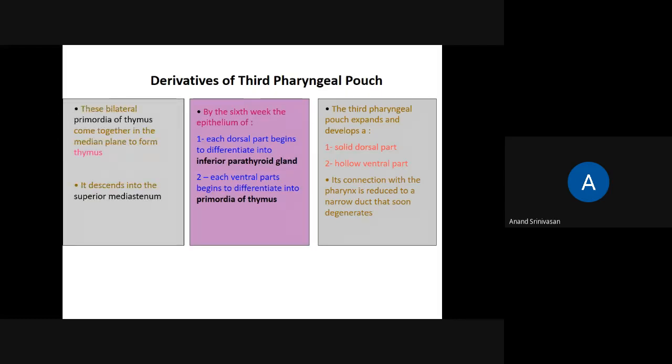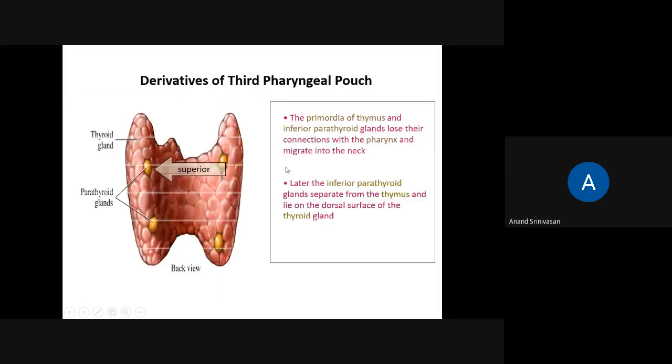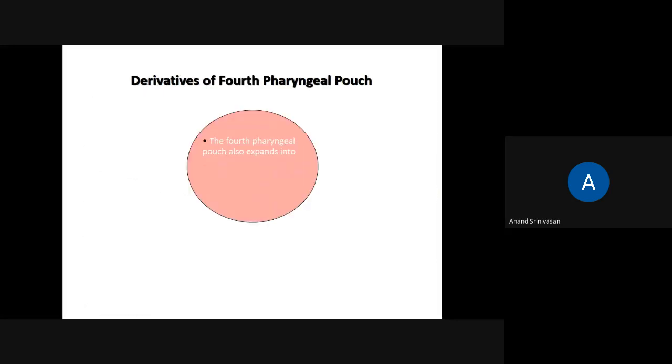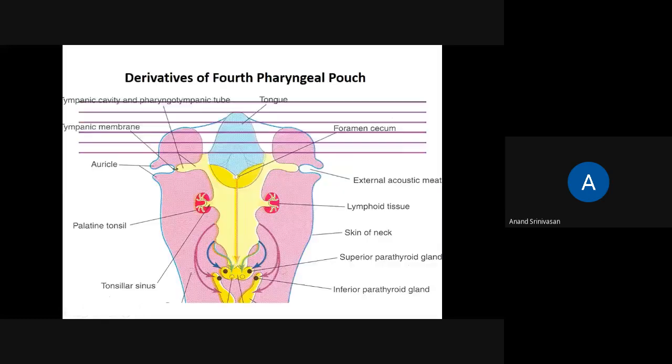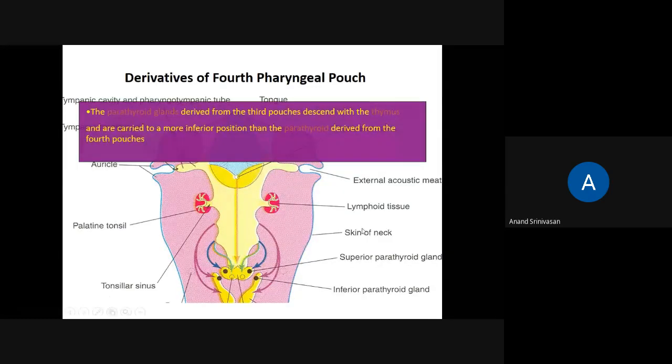The third pharyngeal pouch gives rise to the inferior parathyroid gland. And the fourth pharyngeal pouch gives rise to the superior parathyroid gland. So here you can see the third pharyngeal pouch gives rise to the inferior parathyroid gland, whereas the fourth pharyngeal pouch gives rise to the superior parathyroid gland.